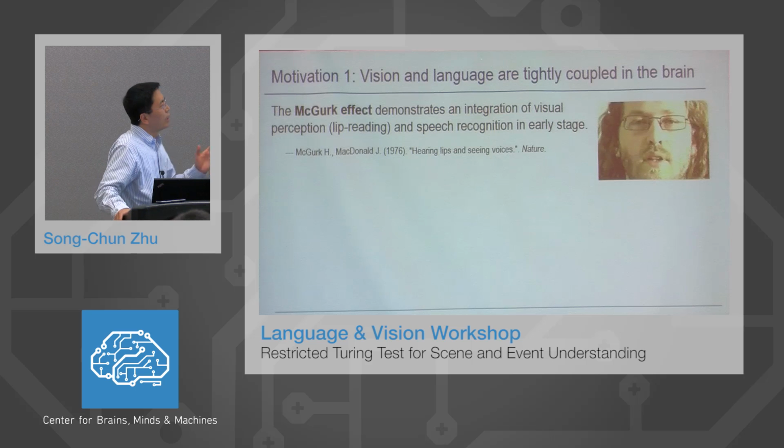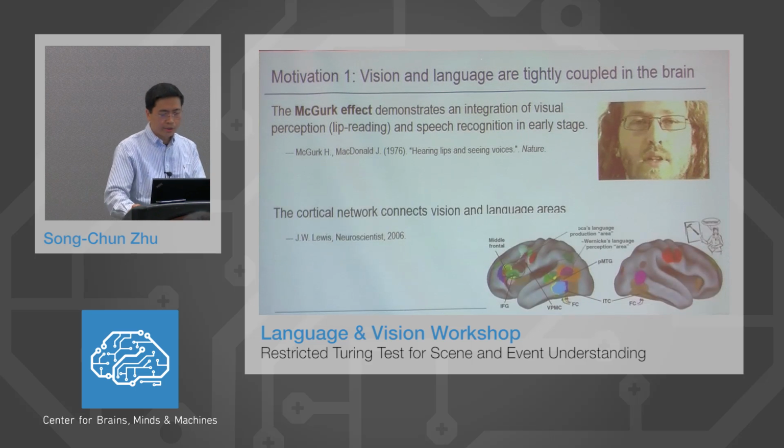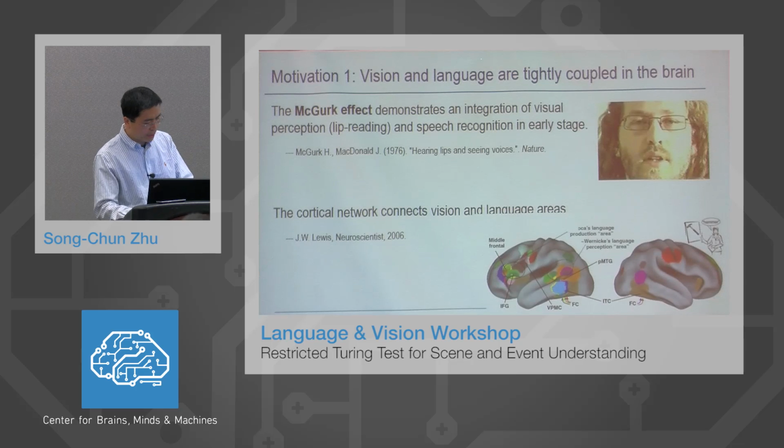So that means the vision, like lip reading, and speech recognition have been integrated at a very early stage, at the phonics and syllable level. That is quite striking evidence. The other things, obviously, I just found this picture. There are many others, of course.